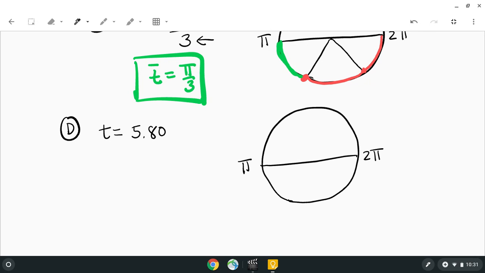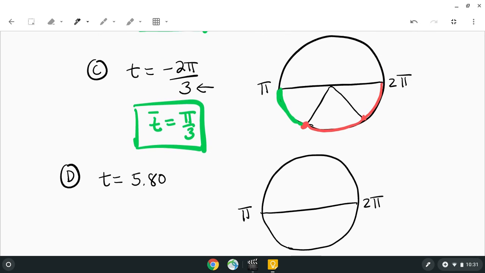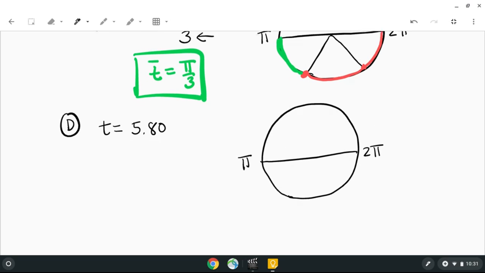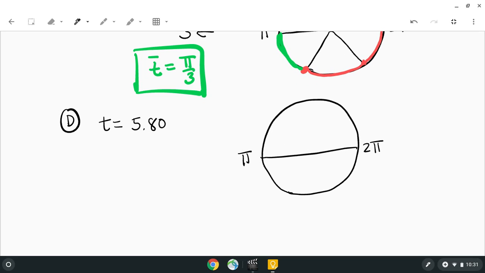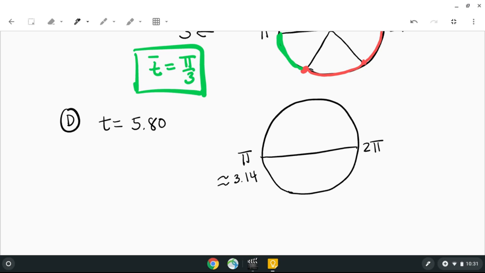So because we use pi, 2 pi, pi over 4, 3 pi over 4, all these fractions in pi, it's hard to remember that those are actually numbers and they can be easily turned into decimals. So we're all pretty familiar with pi. Pi is roughly 3.14. Okay, and so if we double that, then 2 pi is roughly 6.28.